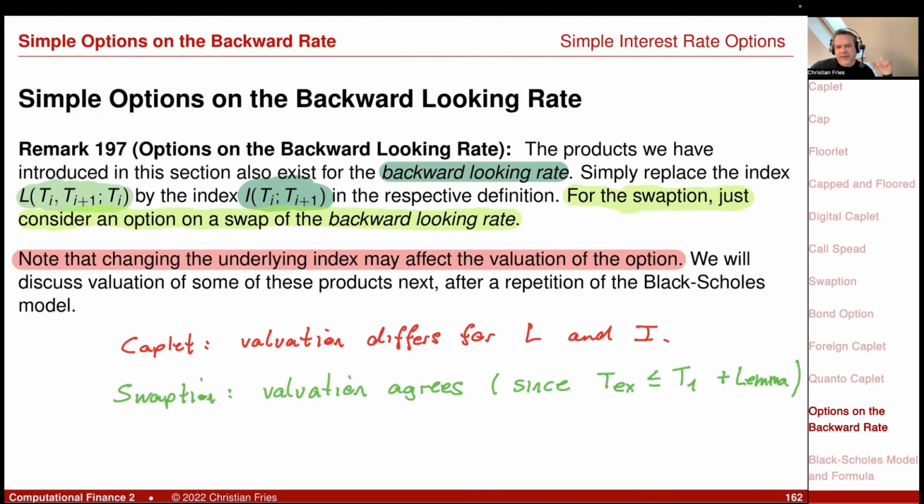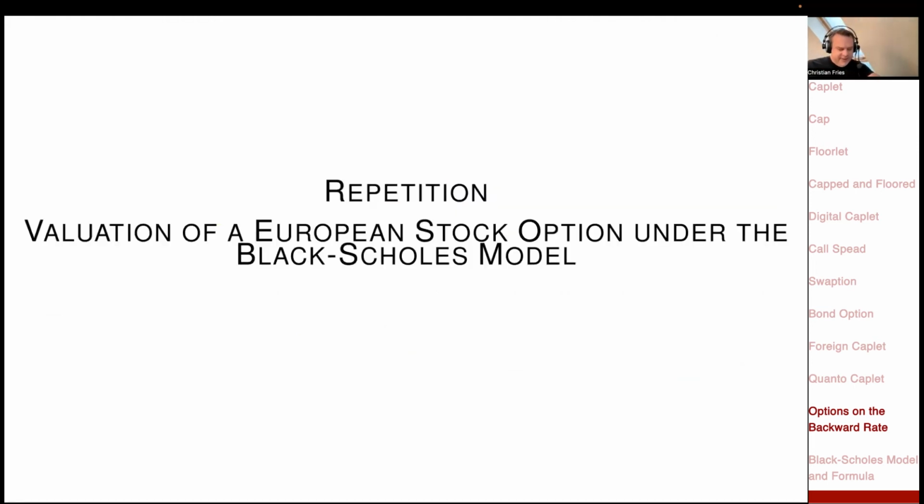For a swaption, the valuation agrees since the exercise is before the first period start. And we had this little lemma that the value of the floating rate paid at the end of the period and the backward rate paid at the end of the period agrees if the valuation point is before the period start. So that was it for going through some definitions.